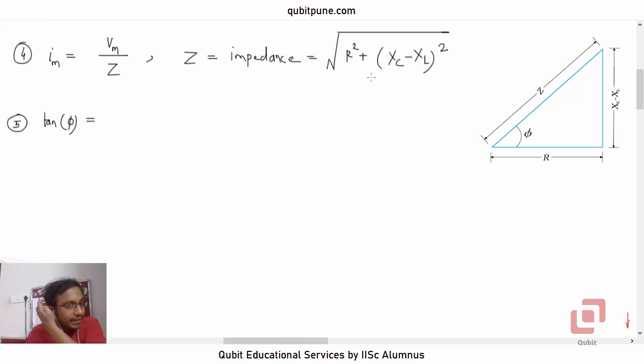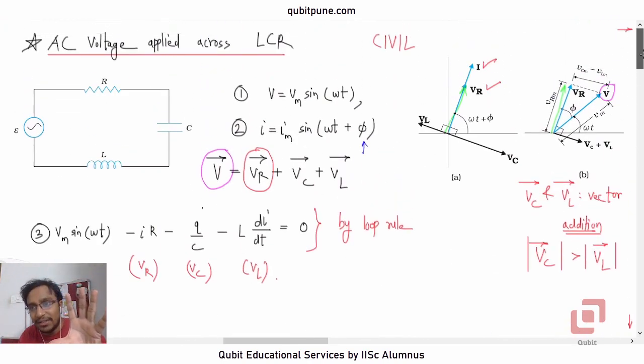And what is tan phi? You can draw the impedance triangle, and the impedance triangle is actually this triangle. Let me shade it now in red color. Let me hatch it in red color. It is actually this triangle.